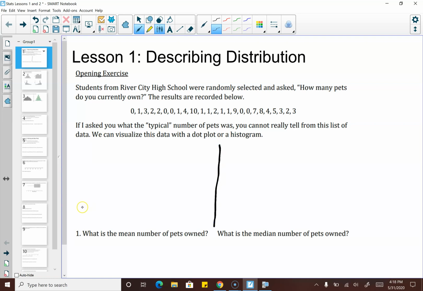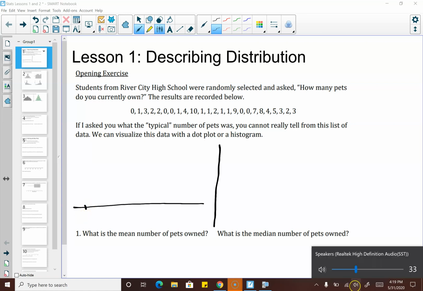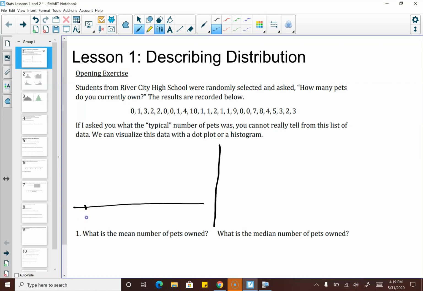So here's what a dot plot looks like, all right? So you kind of have yourself a little number line, and it looks like our smallest number is 0, and our biggest number appears to be that 10. So 0, 1, 2, 3, 4, 5, 6, 7, 8. Let me move this line over a little bit here. 9 and 10. All right.